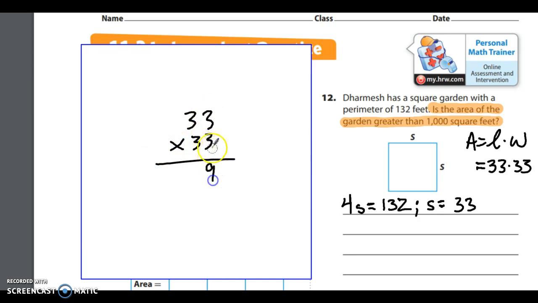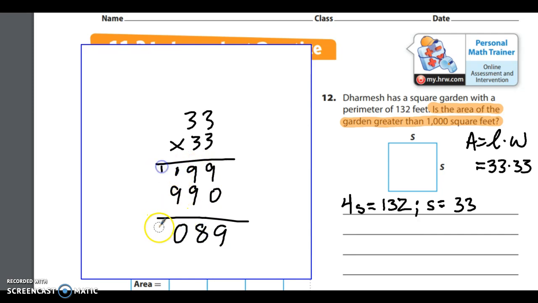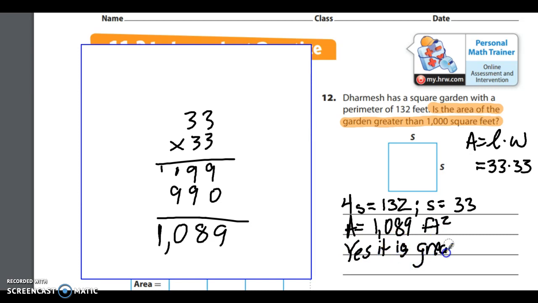3 times 3 is 9. 3 times 3 is 9. Put a 0 before I start multiplying in the tens place. 3 times 3 is 9. 3 times 3 is 9. I get 9. I get 18. I get 10. The area is 1,089 square feet. So the answer is yes. It is greater than 1,000 square feet.